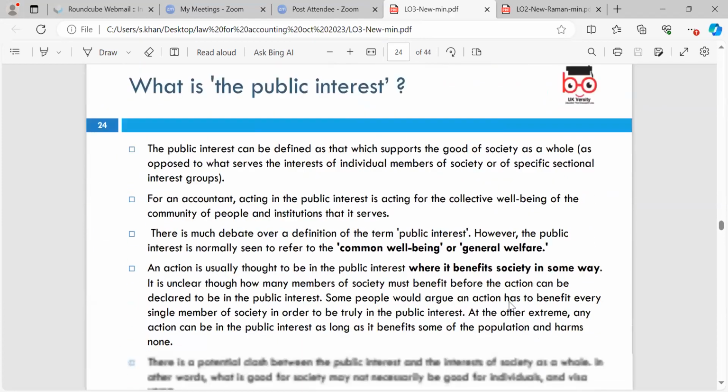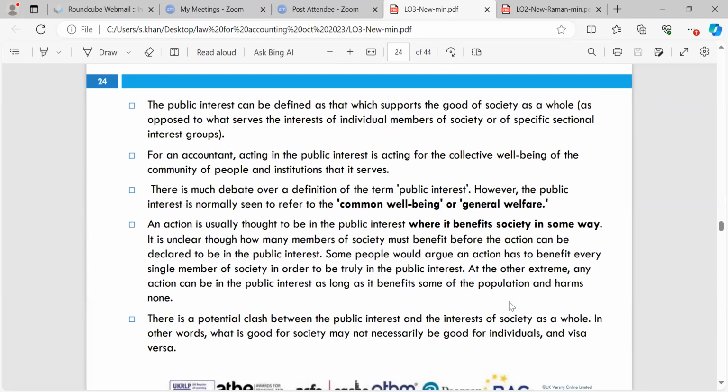What is public interest? The public interest can be defined as that which supports the good of society as a whole, as opposed to what serves the interests of individual members. For an accountant, acting in the public interest is acting for the collective well-being of the community of people and institutions it serves.